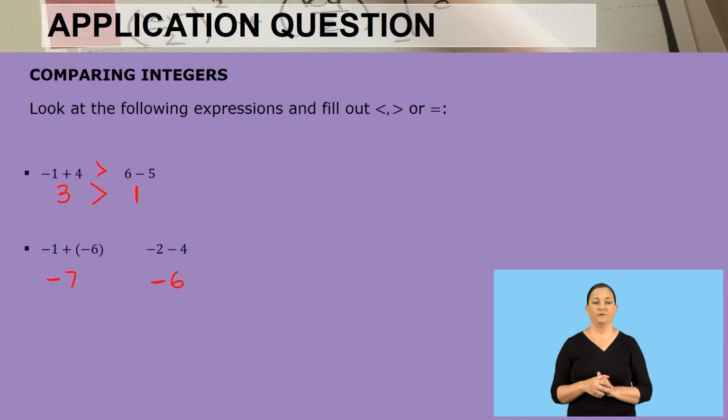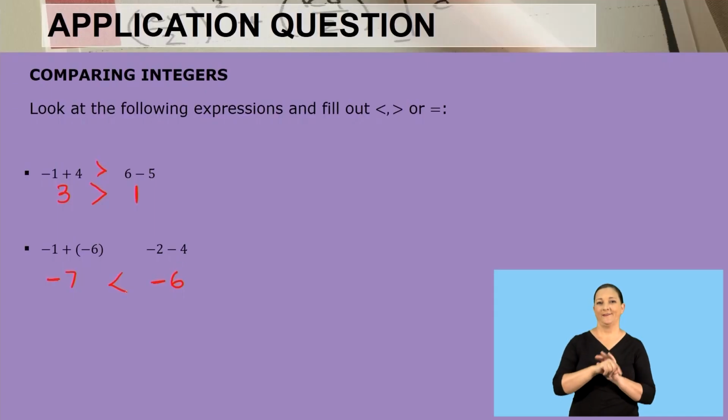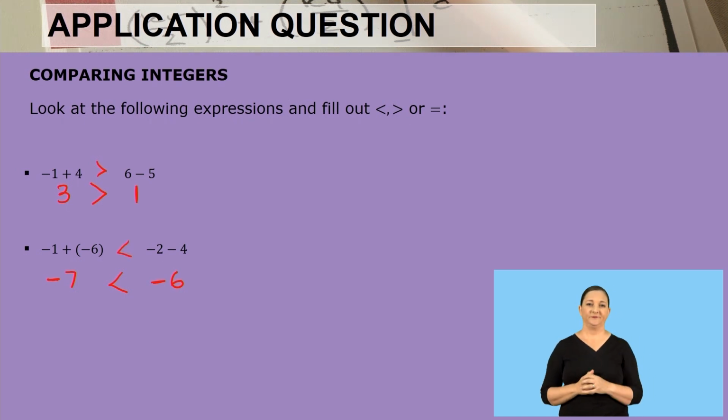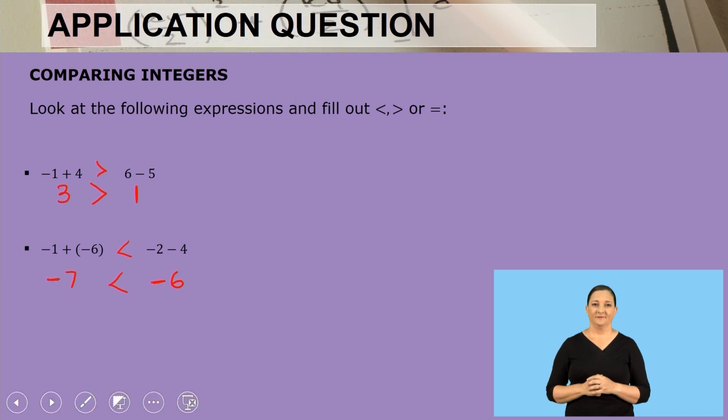So now I can easily compare those two. Which one is smaller or which one is bigger between -7 and -6? You are correct. It's a close one, but -7 is smaller than -6. So it means that that expression above there, -1 plus -6, is smaller than -2 minus 4.